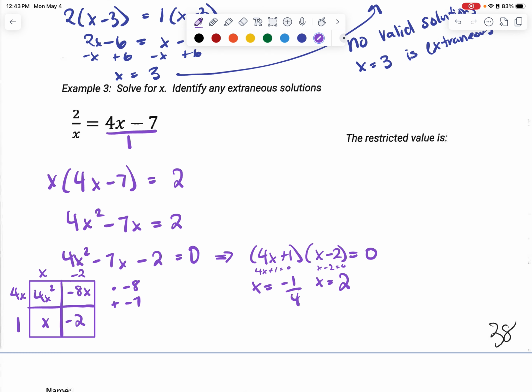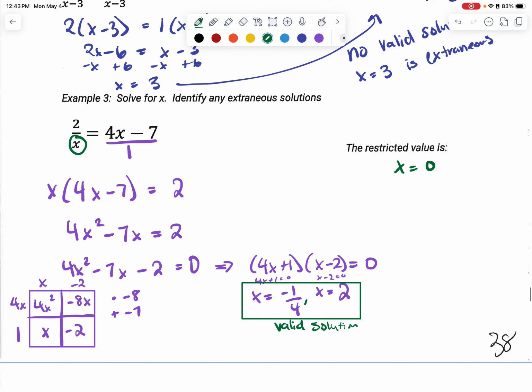The restricted value here is what makes the denominator 0. So the restricted value is x equals 0. Since neither of these are x equals 0, then both are valid. So we can say valid solutions. The only restriction is x equals 0, and so there are no extraneous solutions. Both solutions work, negative 1/4 and positive 2. We still need to know how to solve those quadratic equations.